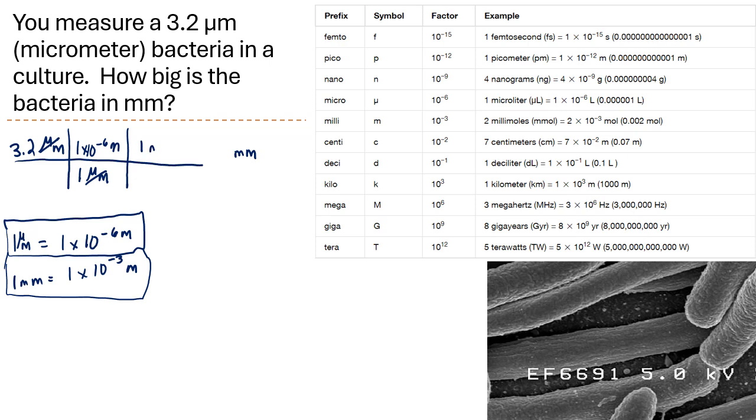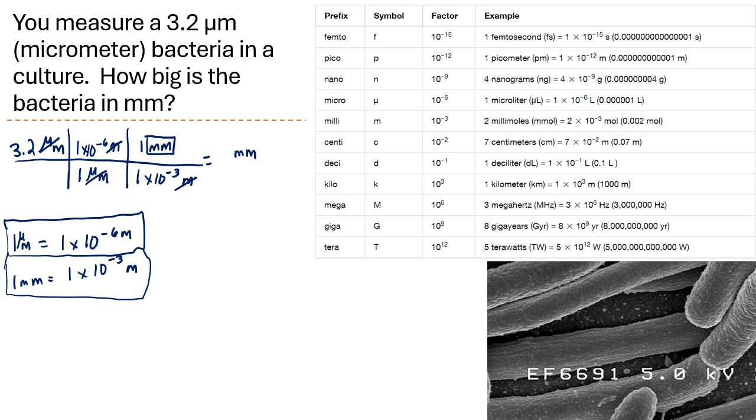1 millimeter on top with 1 times 10 to the minus 3 meters on the bottom would allow me to cancel the meters and be left with the millimeter units, which is what my question should be in anyways. Now all that's left is to do the math. So I can see that the problem tells me to do 3.2 times 1 times 10 to the minus 6 times 1, and then divide that all by 1 times 10 to the minus 3.